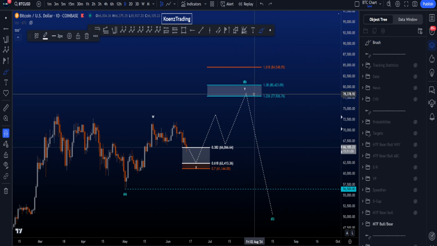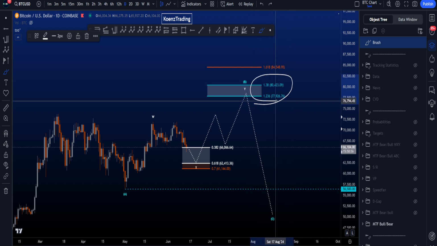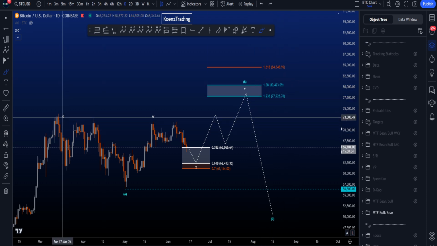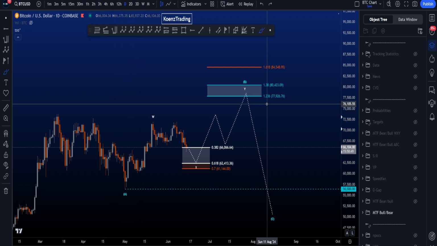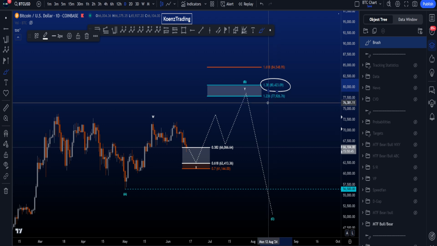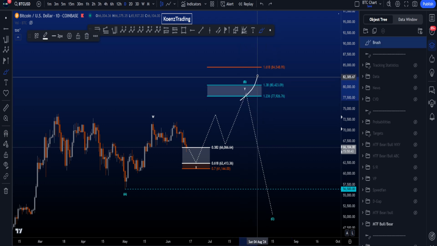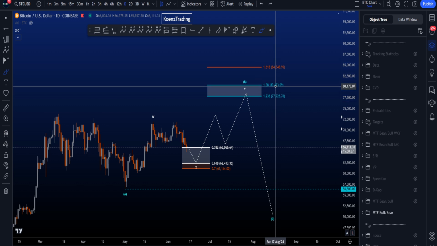Currently working on this wave B, the most common target area for B is between the 1.236 and the 1.38 Fibonacci. Taken from the start to the end of wave A, it gives you a target between 77.9k and 80.4k. If price would move to the upside and touch the 1.618 at 84.5k, it will significantly reduce the probabilities for this scenario.